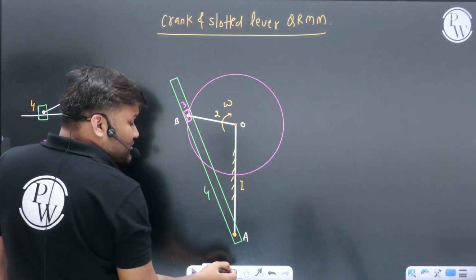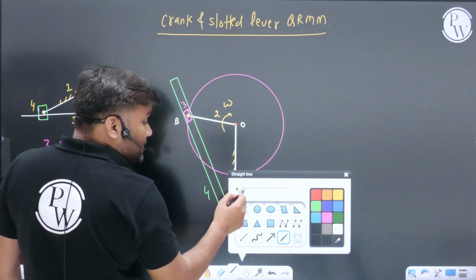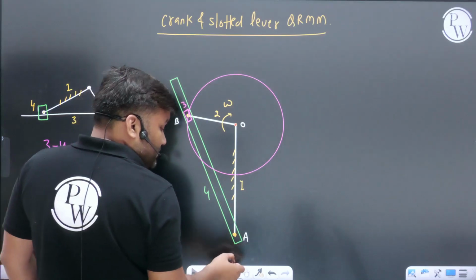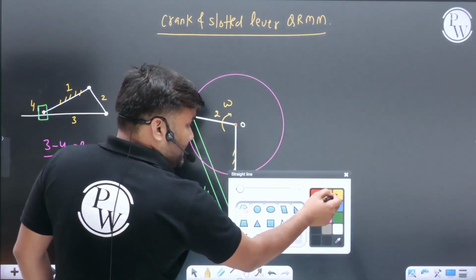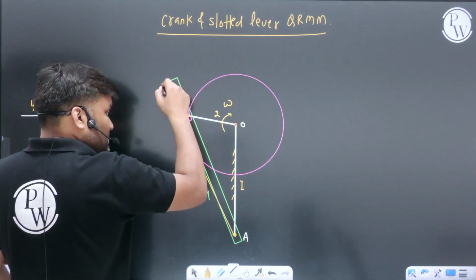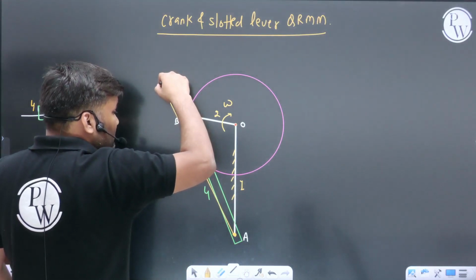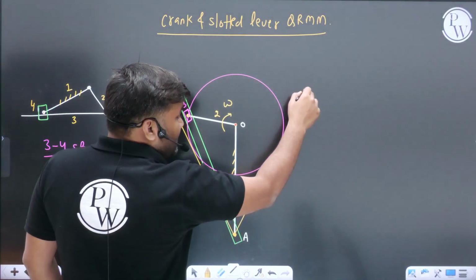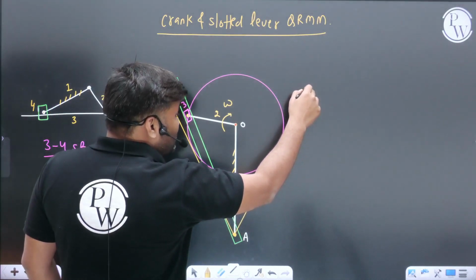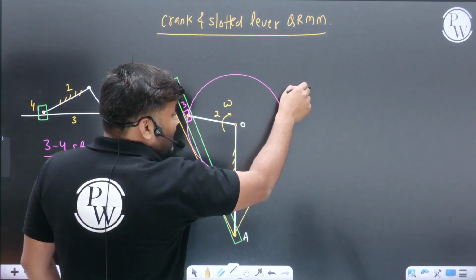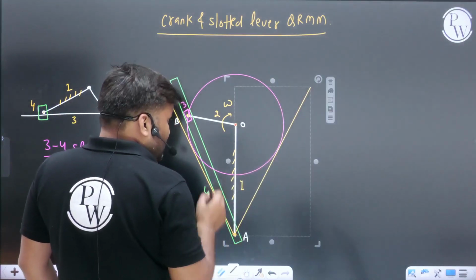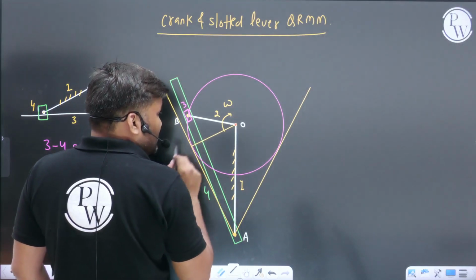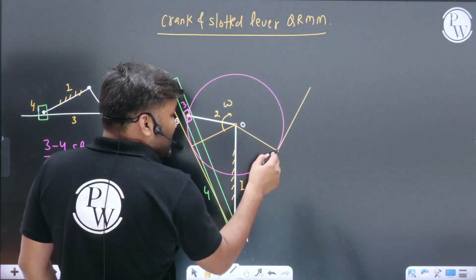Let me show you the extreme positions. What will the extreme positions be? One extreme position you are going to have will be somewhere here in the tangential direction, another extreme position you are going to have somewhere here. Corresponding to these extreme positions, the location of the crank will be sometimes here and sometimes here.